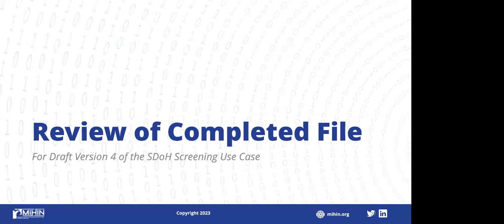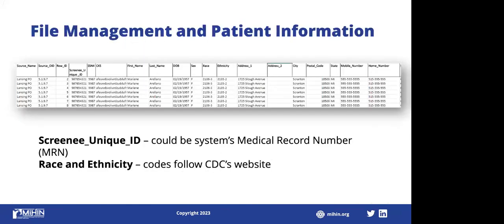So bringing this all together, we can now put together the file for submission to MiHIN under our SDOH use case. Next slide, please. For our fictional Lansing PO with an OID of 5.1.9.7, you'll notice that the name of the patient is repeated multiple times because, as a reminder, and as an SDOH use case, the key information here is the discrete screening question and response.